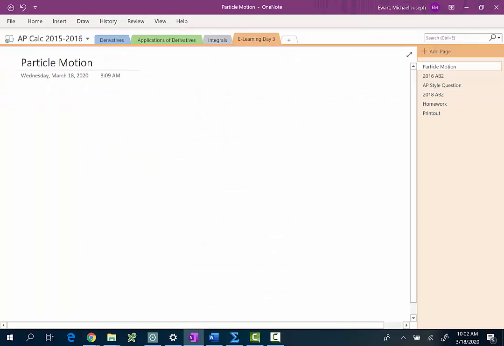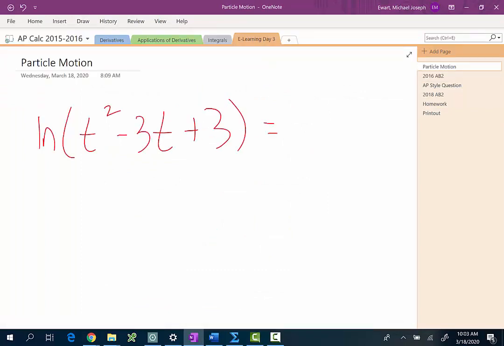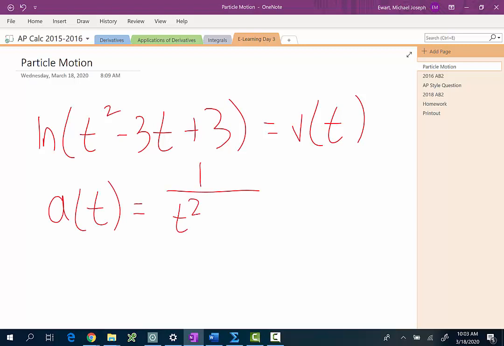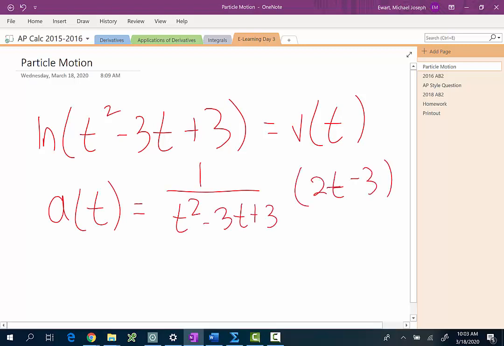We had ln of t squared minus 3t plus 3 as our velocity. So when we try to find a of 4, first we do a of t, which would be the derivative: 1 over t squared minus 3t plus 3, times 2t minus 3 for that chain rule. And so we can just put the 2t minus 3 on top.